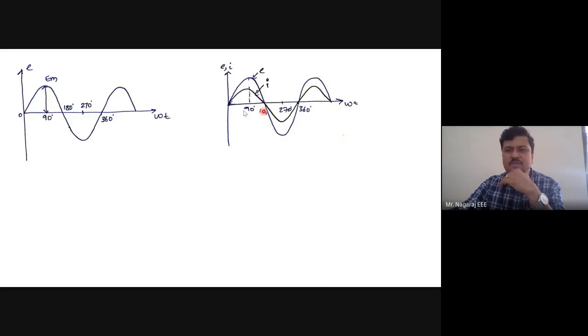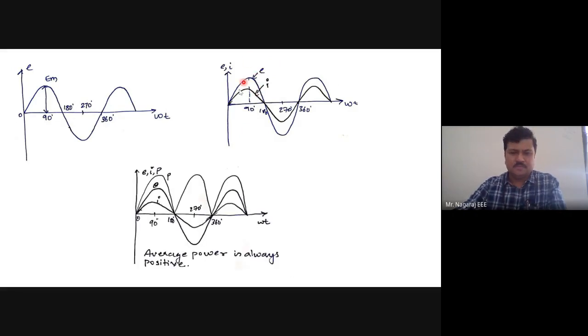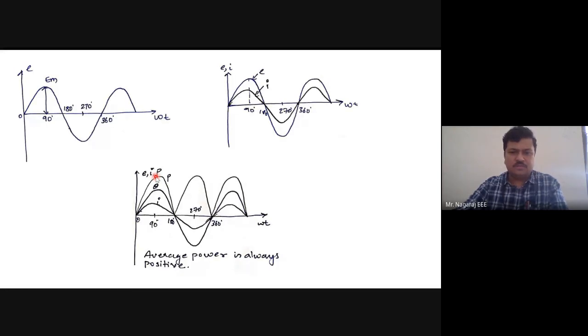So current is in phase with voltage. What does in phase mean? The phase angle of both the quantities is the same. There is no phase angle difference. If voltage is starting at 0, current will also start at 0. Voltage is reaching maximum at 90, current is reaching maximum at 90. It is completing its first cycle at 180, current is also completing its first cycle at 180. So this indicates the in-phase quantities, that is current and voltage. And the power, current into voltage, is power. Please don't make a mistake in drawing the power with a negative elongated cycle, because minus voltage into minus current will be plus power.